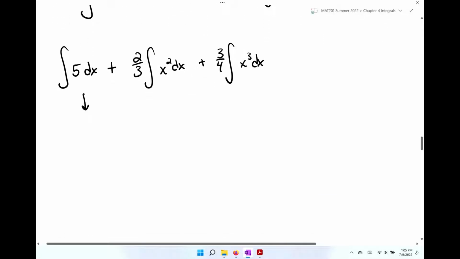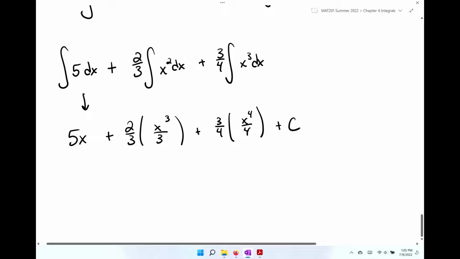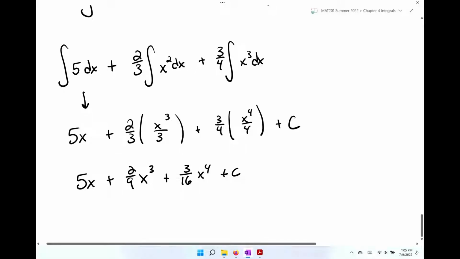I'm gonna need the constant rule for this, so that's gonna be 5x plus, this will be 2/3 multiplied by x to the 3rd over 3. This will be 3/4 times x to the 4th over 4. Add your arbitrary constant in. And just to kind of clean this up, you get 5x plus 2/9 x to the 3rd plus 3/16 x to the 4th plus our little arbitrary constant c.